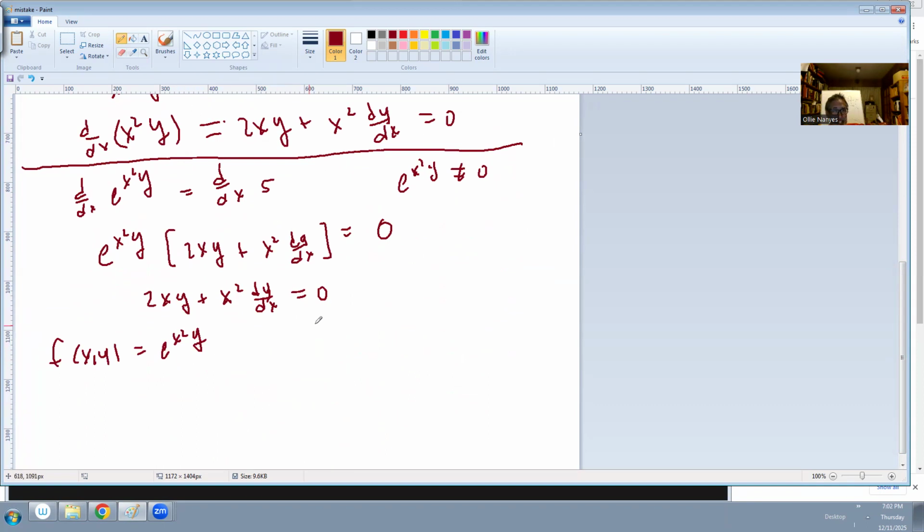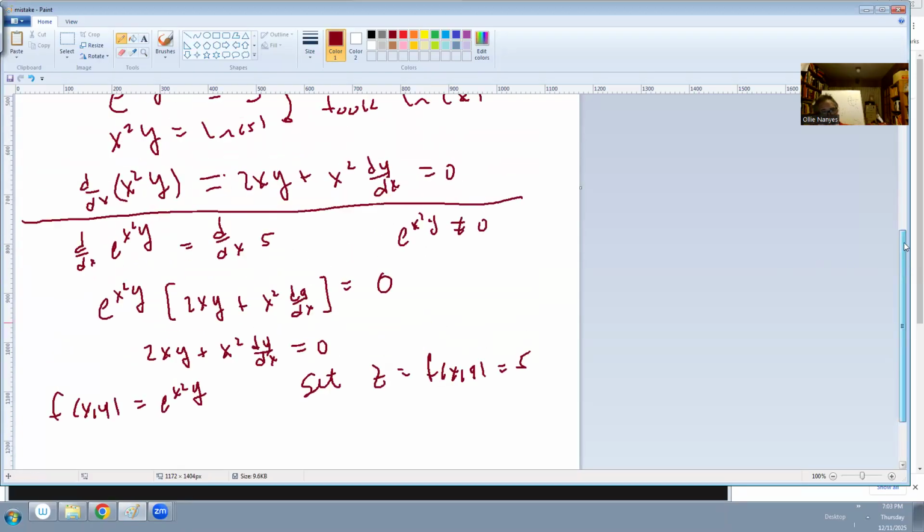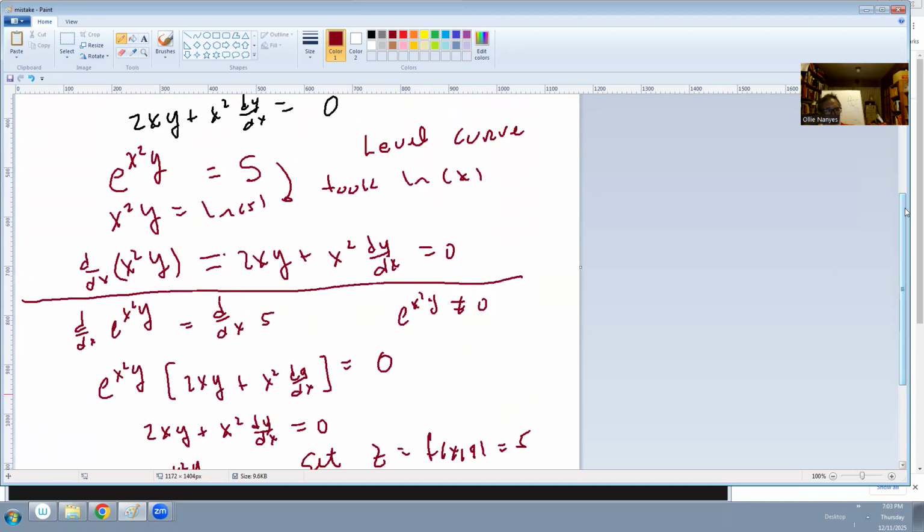And here you'd be setting z equals f of xy equals 5 and finding the tangent to a point on the level curve. Now, that's well and good. But what led me to think about this is, why does taking the log of both sides work?